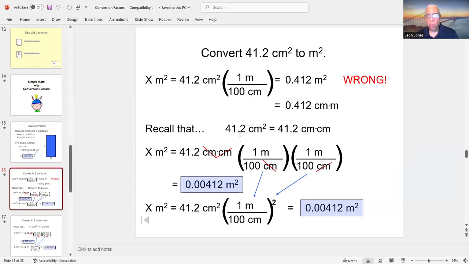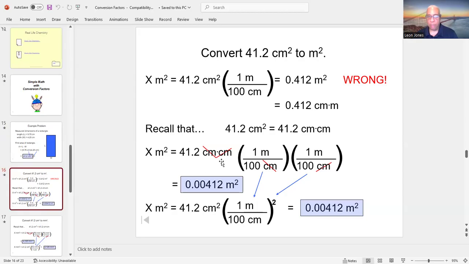You must recall that 41.2 square centimeters equals 41.2 centimeters times centimeters. So let's go ahead and break that down. Meters squared. You can break it down like this, centimeters times centimeters, and then multiply it by 1 meter over 1 centimeter twice. You can do that. Or 0.0001 meters squared per square centimeter. That will give you the same thing, but this is a much easier way to break it down.